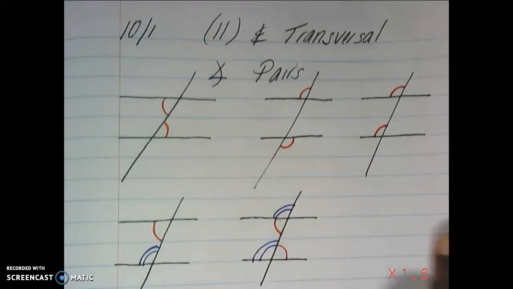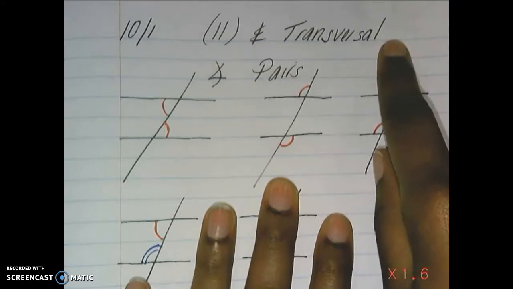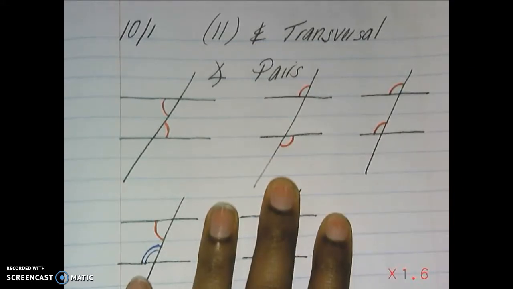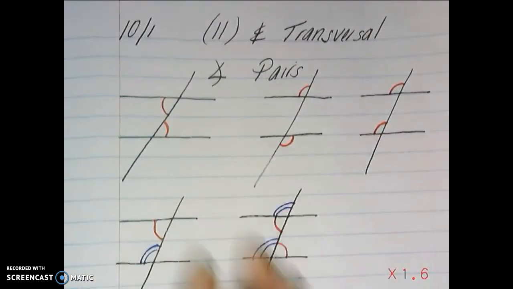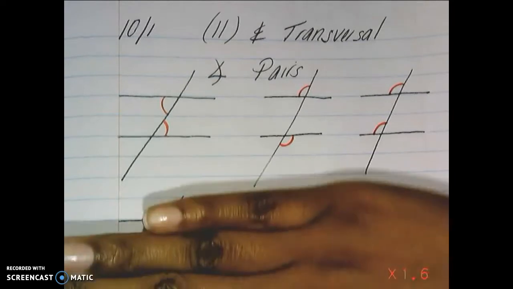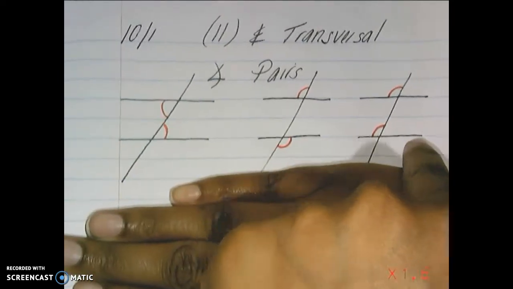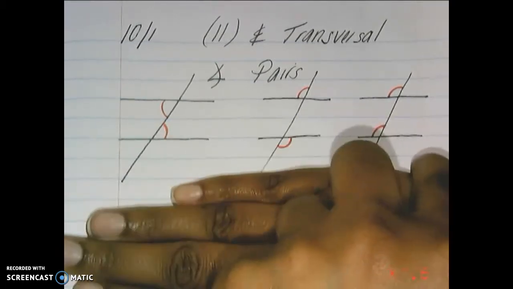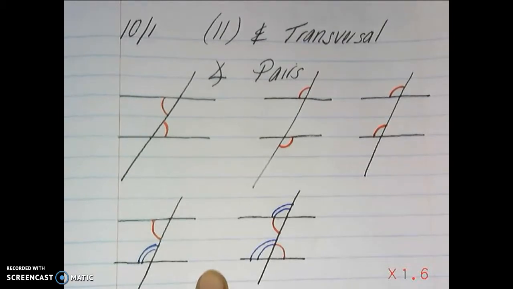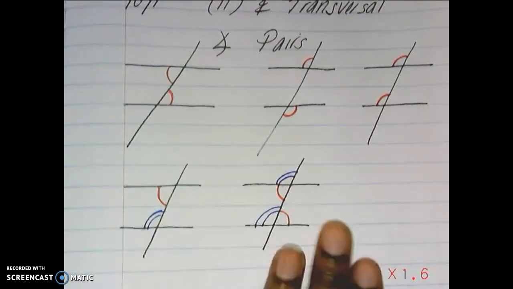Okay, so today's lesson was on parallel lines and transversals and the angle pairs that are formed by parallel lines when we have a transversal. So today was October 1st, 2018, and what I want to start with, all of the angle pairs that you see across the top are all congruent. Now they all have different reasons, but they are all congruent. These last two that you see at the bottom here, those are going to be supplementary.